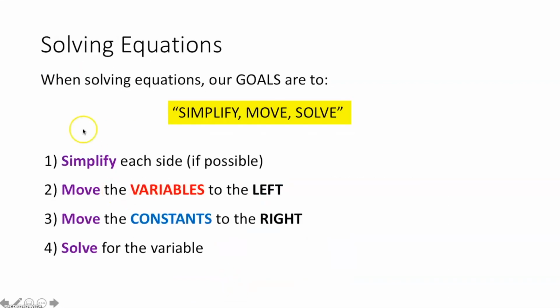Solving equations. So when solving equations, our goals are to simplify, move, solve. So just remember this, SMS: simplify, move, solve. First thing we want to do is simplify each side if possible. Next, we're going to move the variables to the left-hand side of the equation. After we've done that, we're going to move the constants to the right side of the equation. Lastly, we're going to solve for the variables. So again, simplify, move, solve.